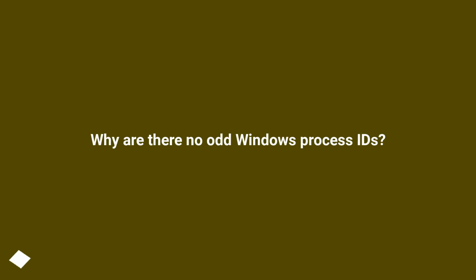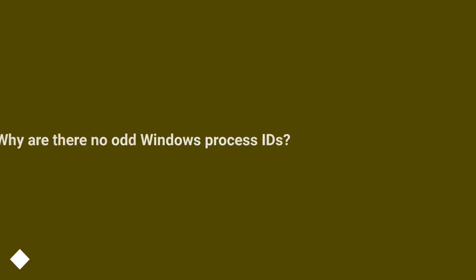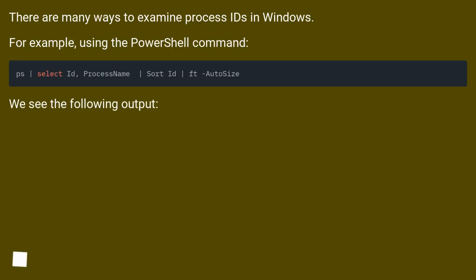Why are there no odd Windows process IDs? There are many ways to examine process IDs in Windows. For example, using the PowerShell command, we see the following output.